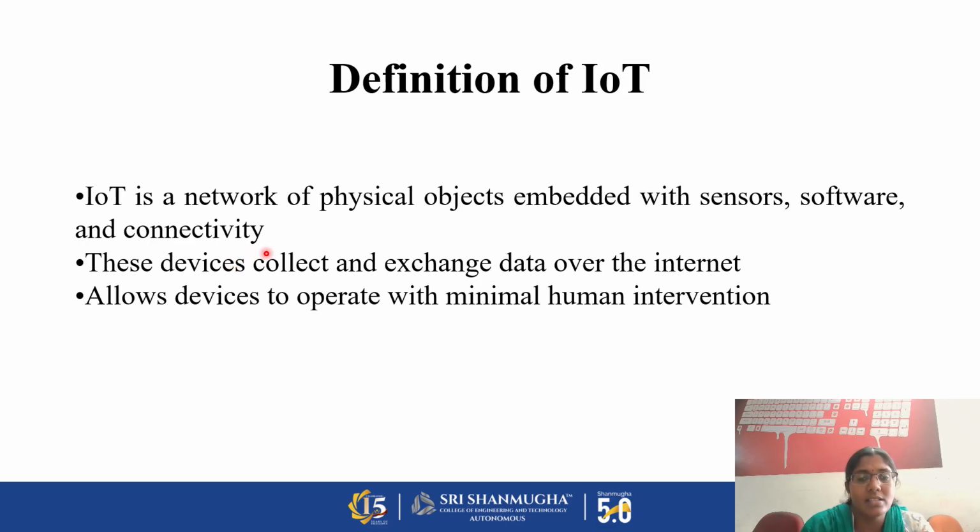So these devices collect and exchange data over the internet. How will these devices collect the data? The devices will collect the data and exchange it over the internet. So the internet is the medium where the devices will exchange or transfer the data. Okay, so it allows devices to operate with minimal human intervention. So for automation purposes, we can go with IoT. For that automation process, we need only minimal human intervention, right? That can be done with the help of your IoT.